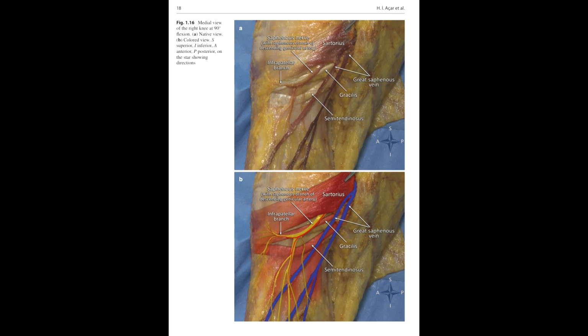Now, think clinically again. When a patient complains of numbness over the anterior medial aspect of the knee after surgery, especially arthroscopy, it is usually because these infrapatellar branches of the saphenous nerve were damaged by the skin incision. This is a common, though often underestimated, complication.